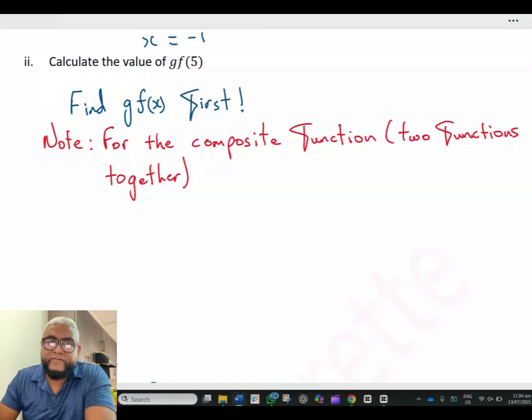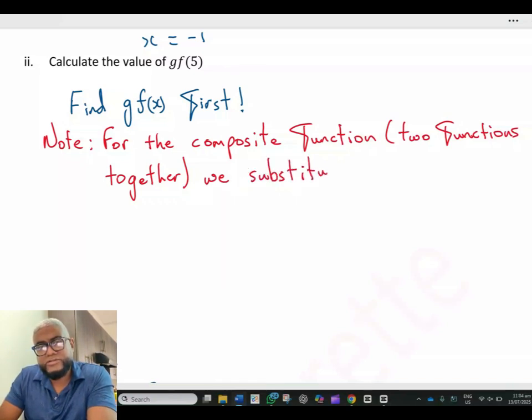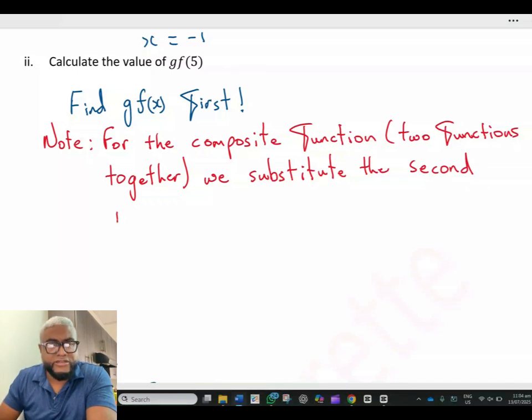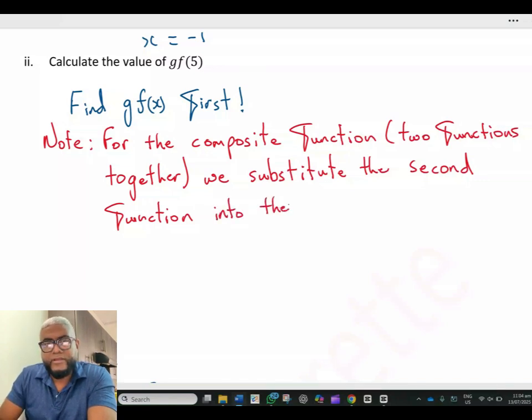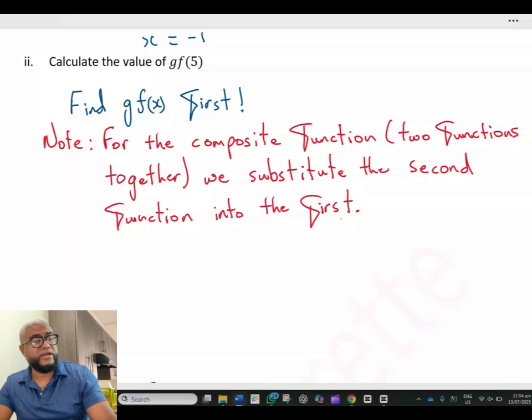Two functions together. For the composite function, which is like two functions together, we substitute the second function into the first. So remember, for the composite function, second function into the first.